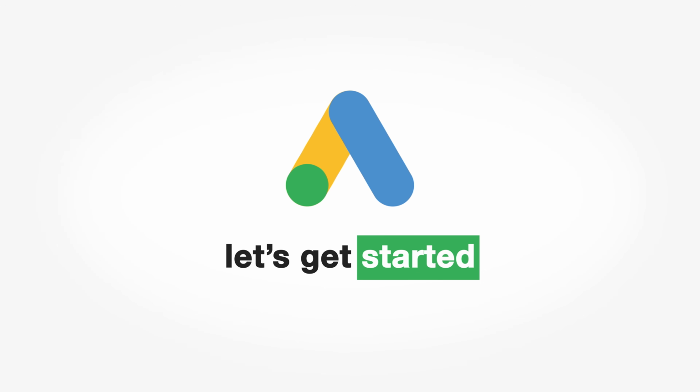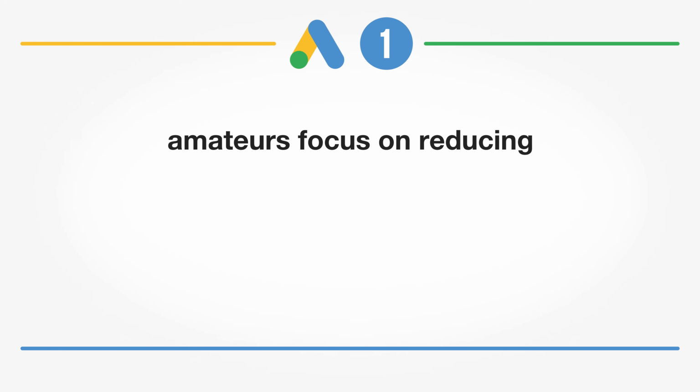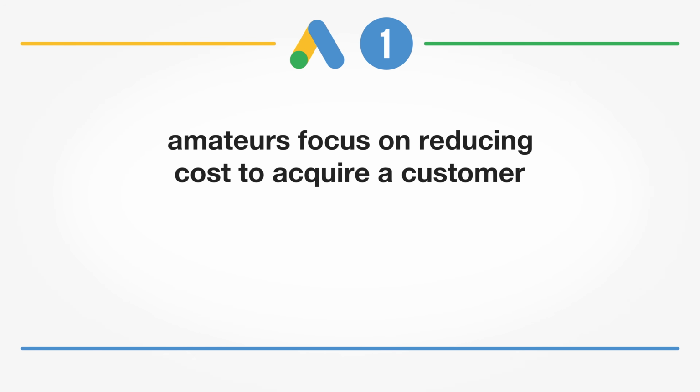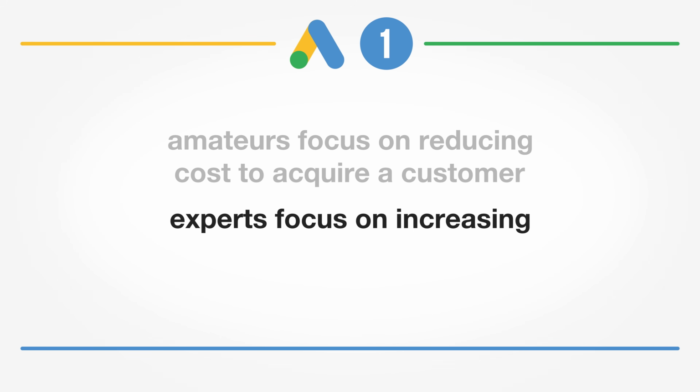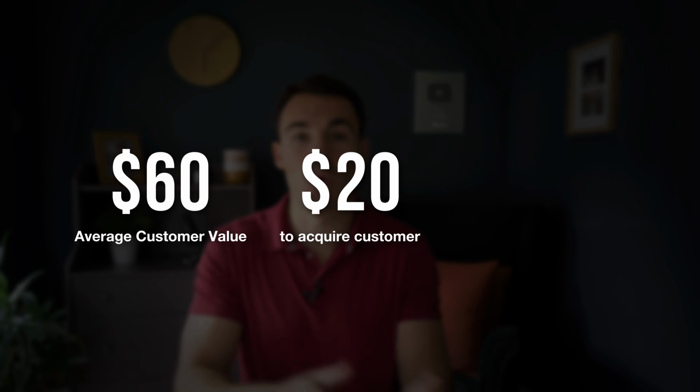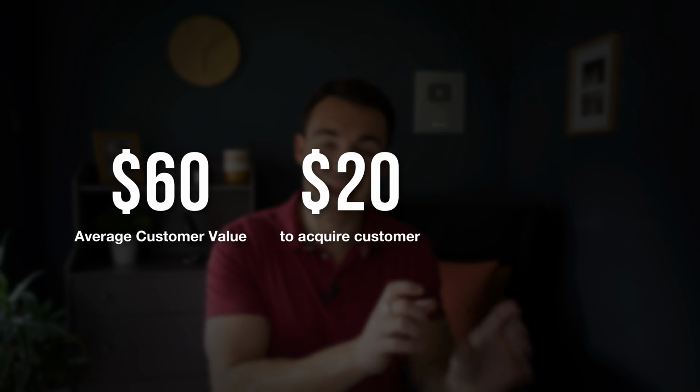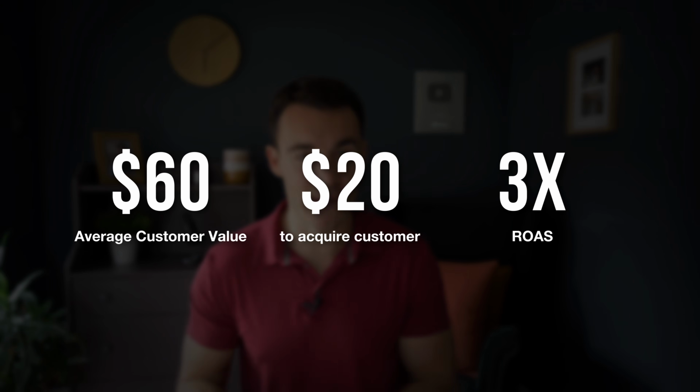Let's get started. Number 1. Amateurs focus on reducing cost to acquire a customer. Experts focus on increasing lifetime customer value. So a lot of Google advertisers have a scenario where, let's say, each customer is worth $60 to their business, and they are paying, in terms of Google ad cost, $20 to acquire that customer. So they're currently generating a 3x return on ad spend.